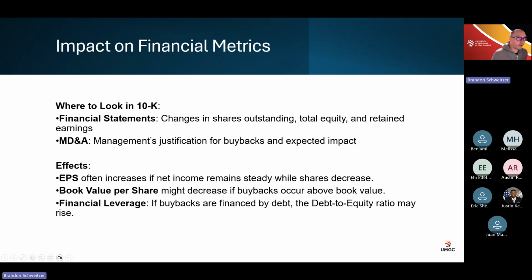So where do we look for these types of impacts from stock repurchase programs? In the financial statements, you'll see changes in shares outstanding, total equity, and retained earnings. Your retained earnings statement will show these types of activities. You'll also see them on the balance sheet through treasury stock. And of course, you'll see them in the management discussion and analysis section of your report. Within the management discussion and analysis section, this is typically where management justifies any stock repurchase programs and the expected impact from them.